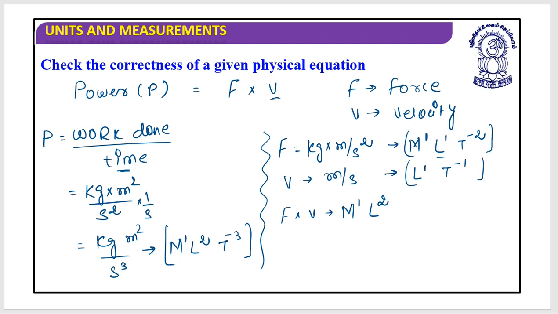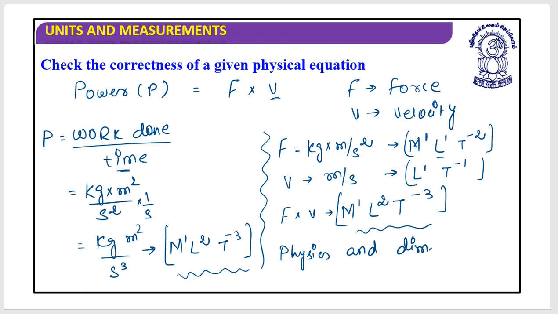I hope these things are clear. Multiplied by T to the power minus 2 and minus 1. This is minus 3. So look at the dimensions of this thing. This is M1 L2 T minus 3. Look at the dimensions of this as well, M1 L2 T minus 3. This relation is according to the physics and according to the dimensional analysis. This is valid.